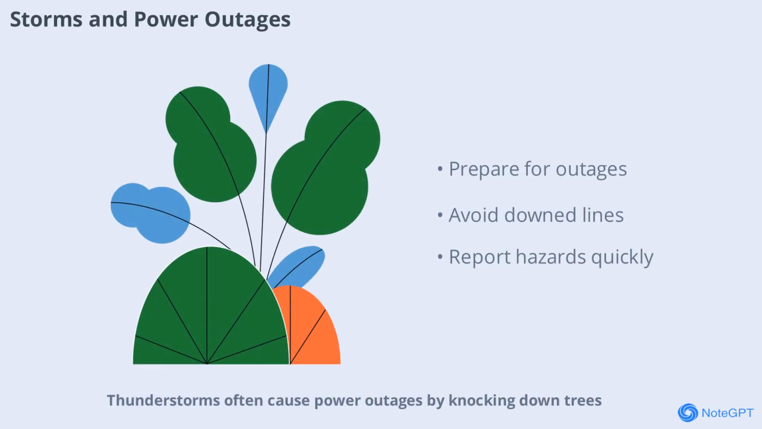Thunderstorms often cause power outages by knocking down trees and power lines with strong winds or lightning strikes. Being prepared with flashlights, batteries, and backup power sources can help you stay safe and comfortable during an outage. It's also important to avoid downed power lines and report them to authorities. Quick action and preparation can minimize the inconvenience and danger of losing electricity during a storm.